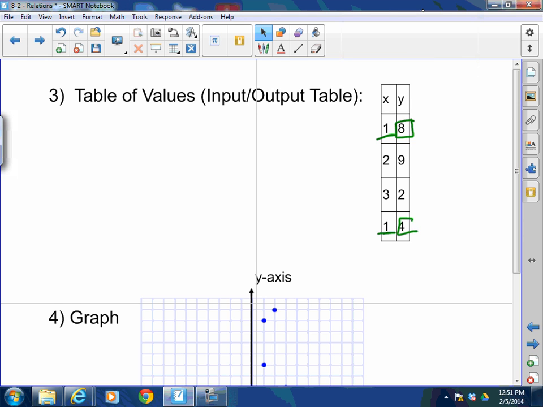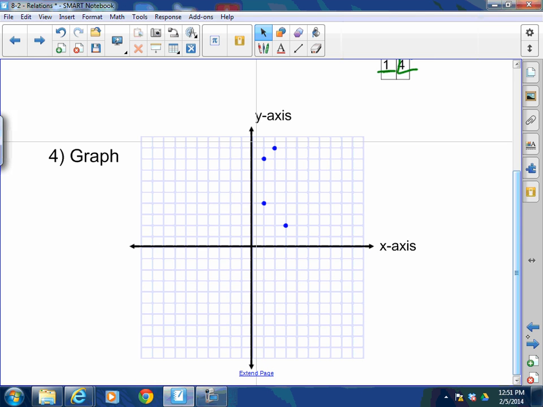Okay. So, last way you could describe a relation is with a graph. They're putting these random points up. Okay? How do I know it's a relation here, though? Sir.